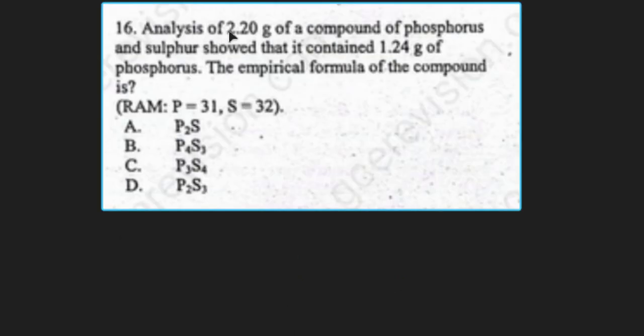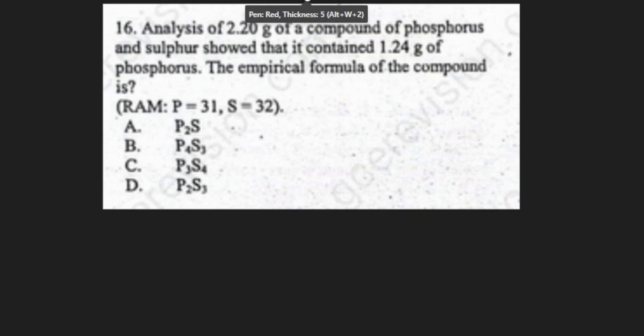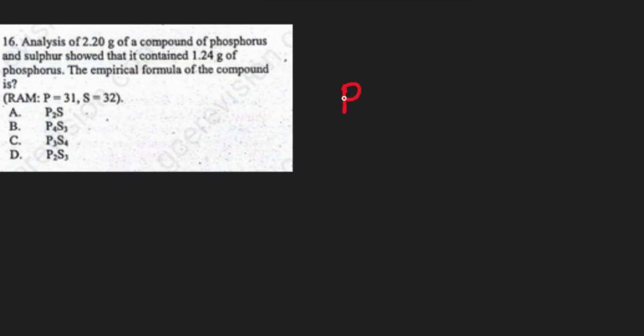Question 16. Analysis of 2.2 grams of a compound of phosphorus and sulfur show that it contains 1.24 grams of phosphorus. The empirical formula of the compound is... So let's see how we can handle this problem. So we have phosphorus and sulfur. And for phosphorus, we have 1.24 grams. For sulfur, we don't have, but we have the total mass of the compound, which means for sulfur, it will be 2.2 minus 1.24, which is going to give us 0.96.